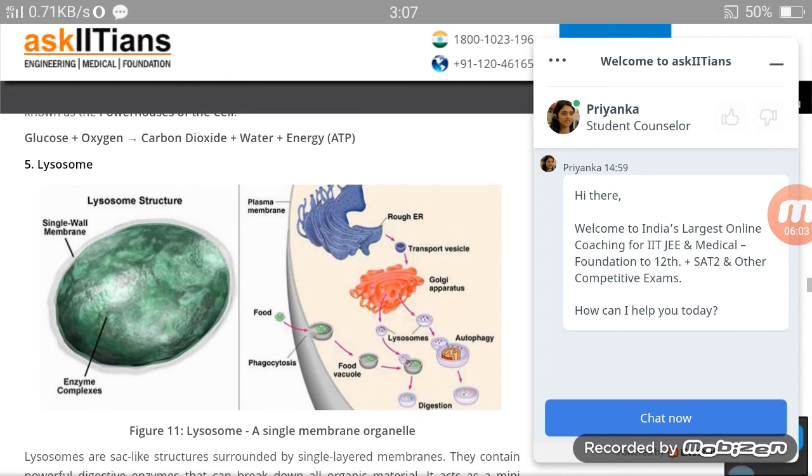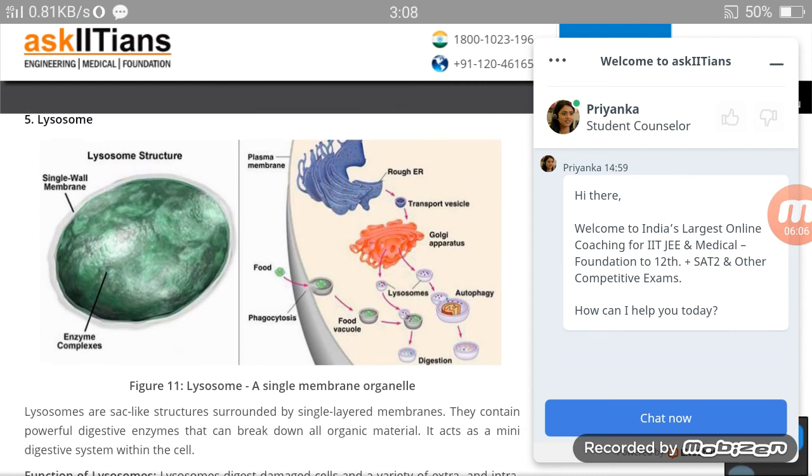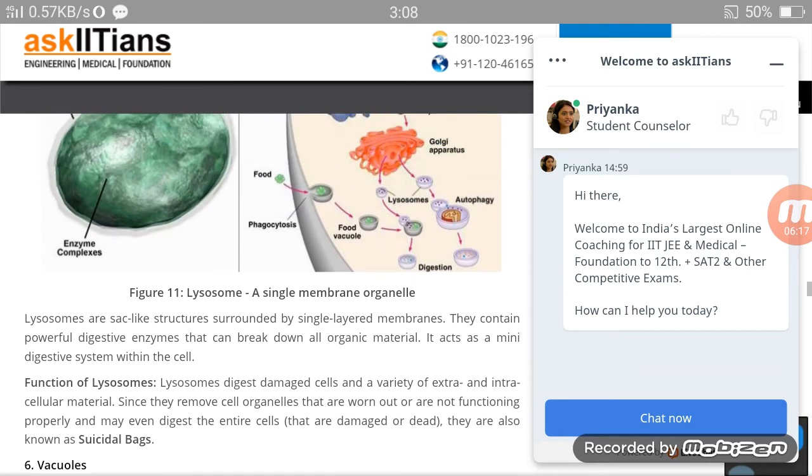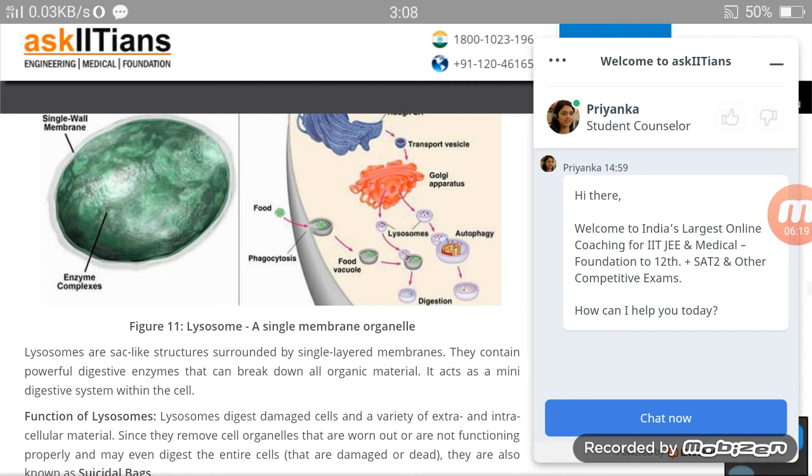Now we will study lysosome. What is lysosome? Lysosome is a single membrane organelle. In one word you can say that it is a single membrane organelle. And now we will study it in a bit more detail. Lysosomes are sac-like structures, as you can observe in this diagram also. It is a sac-like structure and it is surrounded by a single-layered membrane also. That we can notice in this single wall membrane. It is labeled in the diagram also.